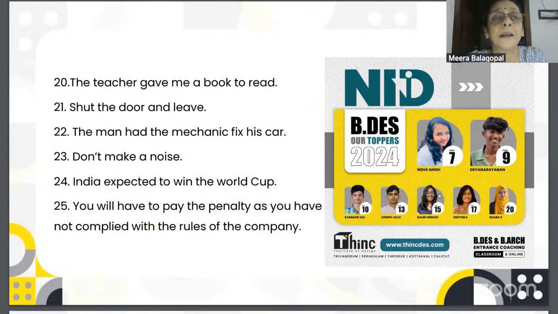Don't make a noise. So this is also a command or an order. So when you change it into passive voice, it will be let not a noise be made. You have to start with let. So let plus object will be let not the noise be made or let not a noise be made.